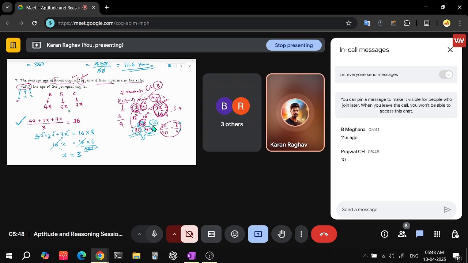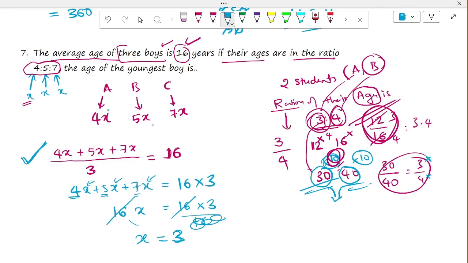I have got the value of x. You should tell me what is the age of the youngest boy. Yes, Prajwal says it is 12, and I think 12 is the correct answer, because now you have found the value of x. Just substitute the value of x here. So what is the age of this A now?